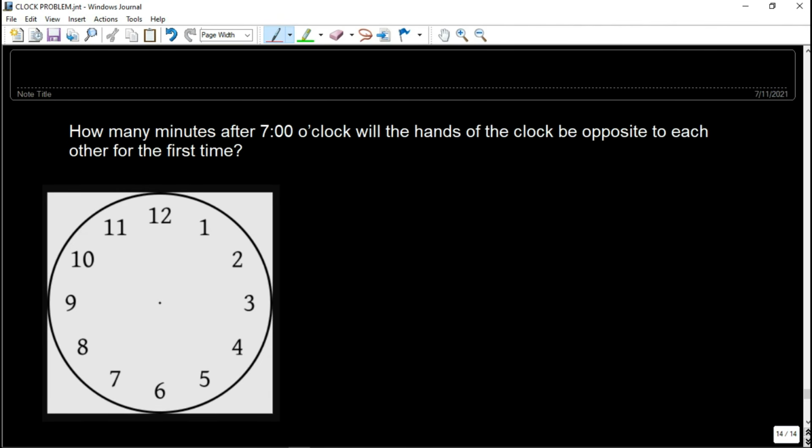Okay, let's look at this problem. How many minutes after 7 o'clock will the hands of the clock be opposite to each other for the first time? Okay, so this, guys, is our question, wherein it asks when it will be opposite to each other, for the first time after 7 o'clock. Now, this is a different kind of problem, guys, because let's try to apply the formula.